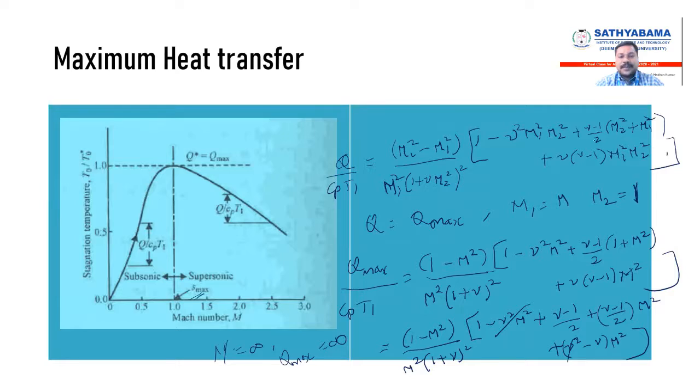Okay, students, you can take a snap of this, right? In the last page and this page also, right? You can maintain this, and then Q is equal to Q max, right?